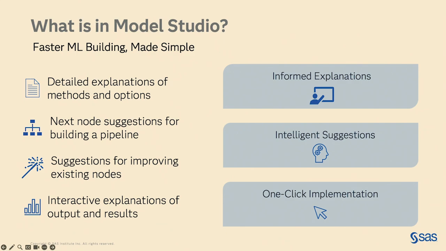The third feature that we're adding is suggestions for improving existing nodes. Not everyone is building machine learning pipelines from scratch. You might already have a pipeline, maybe it's even been in production for a long time. What you can do with the Copilot is still interact with that pipeline and get suggestions on ways to improve the individual pieces that you already have.